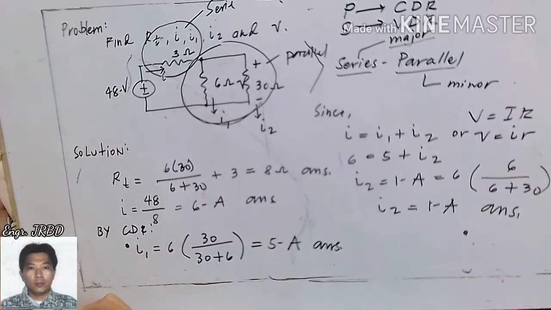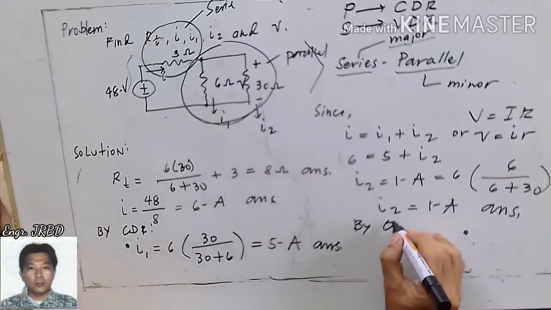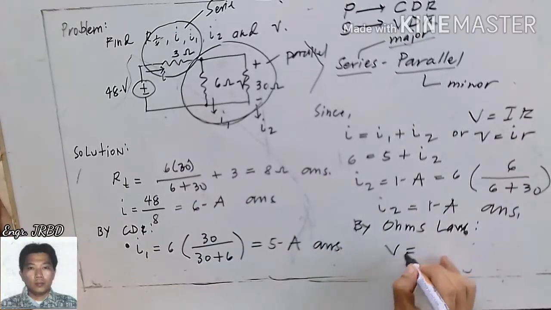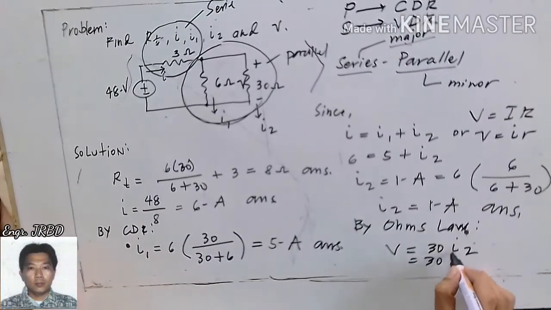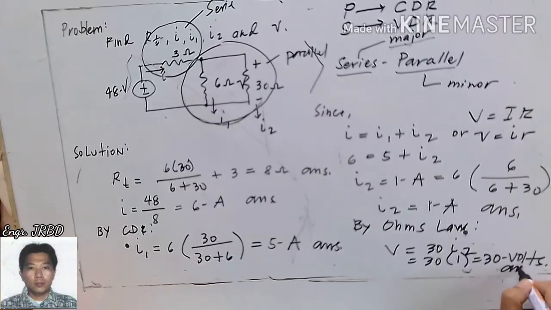Next is your V. We can obtain your V by just applying your Ohm's law on your 30 ohm resistance. Simply, V is 30 ohms times your I2. So 30 times 1 ampere is 30 volts. O, yan lang. This is a direct and straightforward application of series and parallel combinations. Okay, let's have another example.